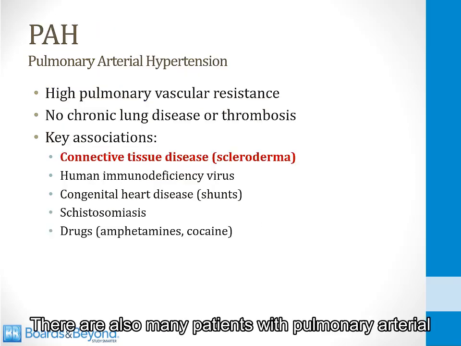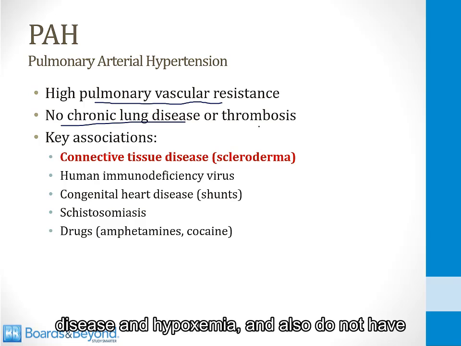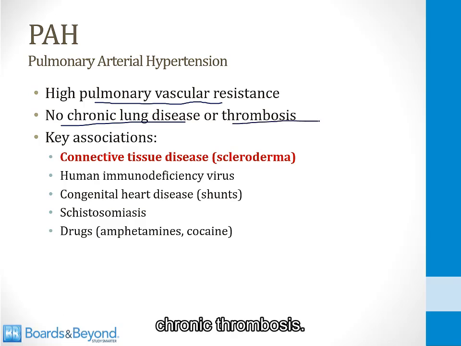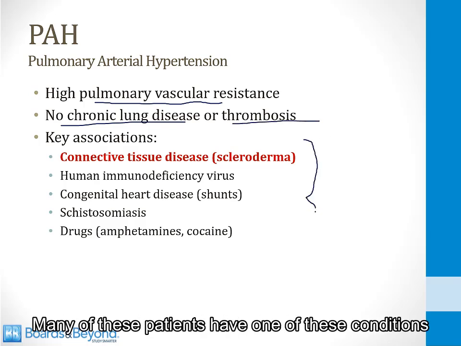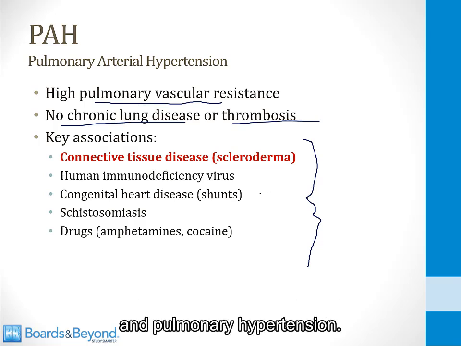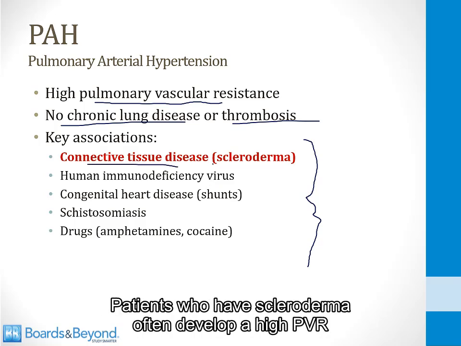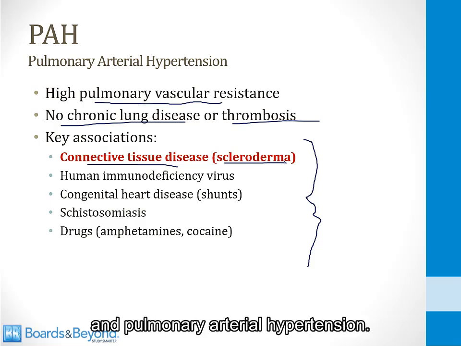There are also many patients with pulmonary arterial hypertension from high PVR who do not have chronic lung disease and hypoxemia, and also do not have chronic thrombosis. Many of these patients have one of these conditions I've written on this slide here. These conditions are all commonly associated with high PVR and pulmonary hypertension. One of the ones you will most frequently encounter clinically is connective tissue disease. Patients who have scleroderma often develop a high PVR and pulmonary arterial hypertension.